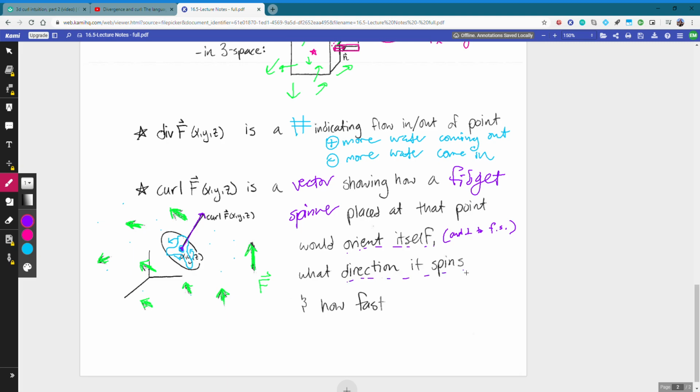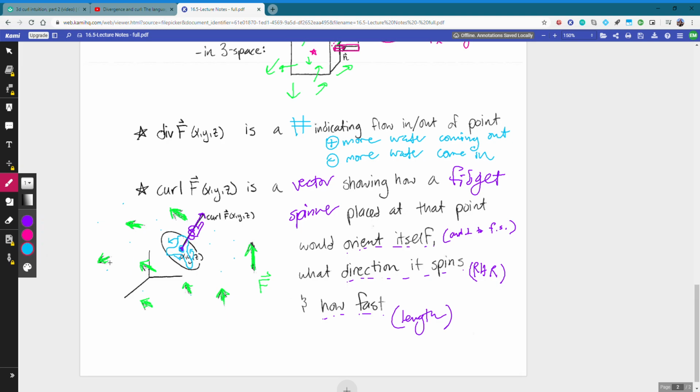The direction it spins, well, we can see that using the right-hand rule. And so here, this curl vector is actually going the correct direction, because if you imagine your right hand, with your thumb pointing in the curl's direction, and you look at your fingers, they're curling this way. And that is indeed showing us how this fidget spinner is going to want to spin. Lastly, how fast our fidget spinner is spinning is going to be described by the length of our curl vector. So if this curl vector is super long, that's showing us that our fidget spinner is just going crazy. If it's pretty small, that shows a more gentle rotation.